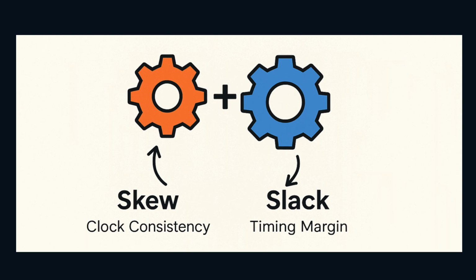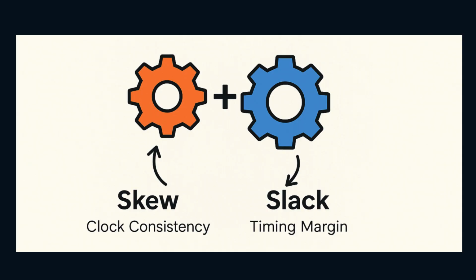If the clock arrives later at the destination, positive skew, the required time for setup gets effectively pushed later, potentially increasing setup slack. But if the clock arrives earlier, negative skew, the required time for setup moves earlier, squeezing the time available and reducing setup slack, potentially making it negative. So skew directly eats into or adds to your slack budget. It does. And unmanaged skew can easily cause negative slack, leading to those timing violations.